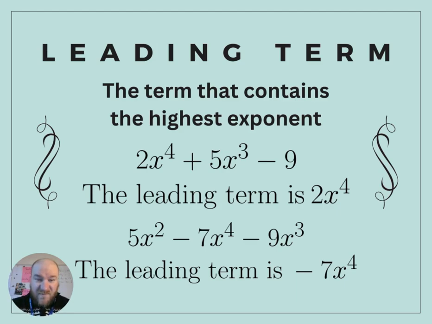In the second example here, the highest exponent is 4 again. So the leading term is negative 7x to the 4th. It's called leading term because if we were to put that in standard form, we would sort all the variables from high to low, and that one would be first. Leading implies that it's the first one.